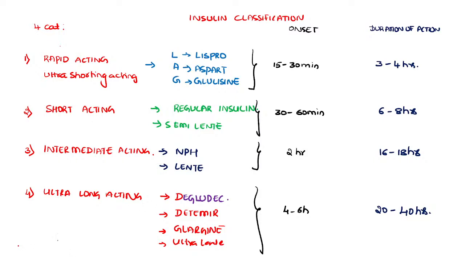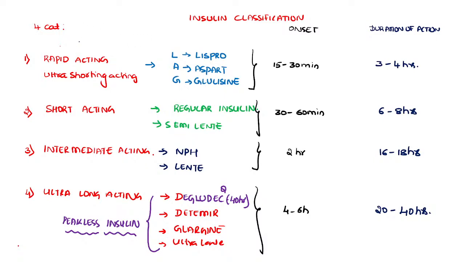One of the important things which you should remember is that degludec will act for nearly up to 40 hours, which is called peakless insulin. So ultra long acting preparations are also called peakless insulin preparations. In your exams, if they ask about peakless insulin preparations, please remember to write these examples, those insulins which have ultra long acting actions.